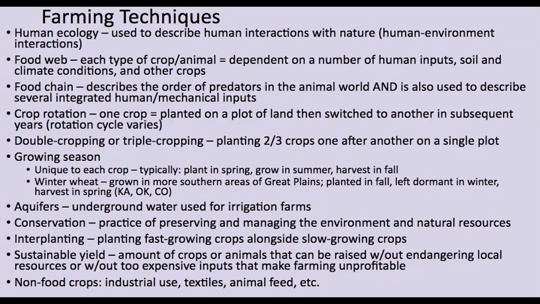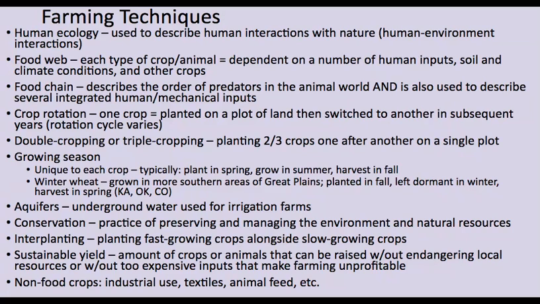Double cropping or triple cropping: planting two or three crops, one after another, on a single plot. So this is the idea of using the same plot of land in a shorter timeline. Growing season: when do plants typically grow? Every plant is different. You plant in the spring, it grows in the summer, you harvest in the fall. That is the basic breakdown for a lot of crops, but not all of them. There are certain crops where, if you're smart about it, you can do the opposite, or shift it so that you can be planting different crops and harvesting all year round.